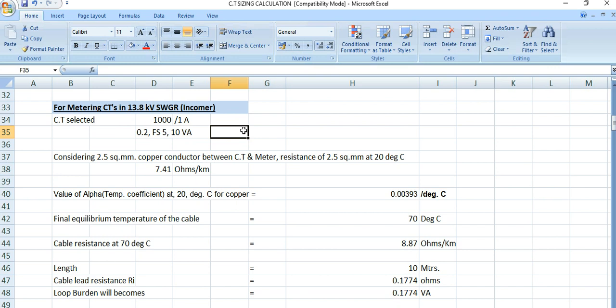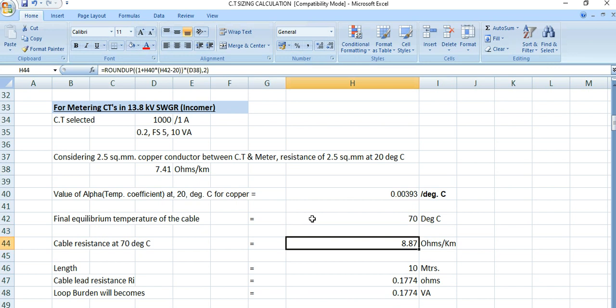Again, considering a 2.5 square mm copper conductor between the CT and meter, the resistance of 2.5 square mm at 20 degree centigrade is 7.41 ohms per kilometer. This is the temperature coefficient for copper material, 0.00393 per degree centigrade, and the final temperature of the copper cable is 70 degree centigrade. So we need to calculate the cable resistance at 70 degree centigrade.